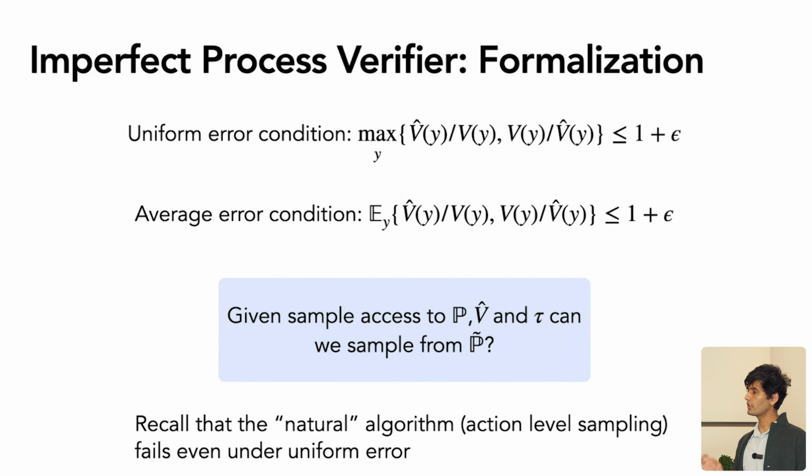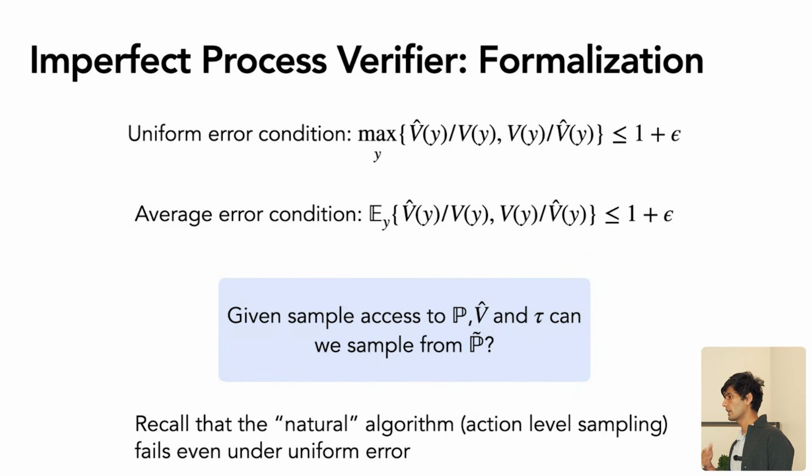Okay, so let's try to be a little bit more formal about how we think about this. The simplest way in which you can talk about misspecification is if the ratio between the conditional expectations is off by, let's say, an epsilon amount, and this holds for all tokens and all sentences. I'll refer to that as the uniform error condition.